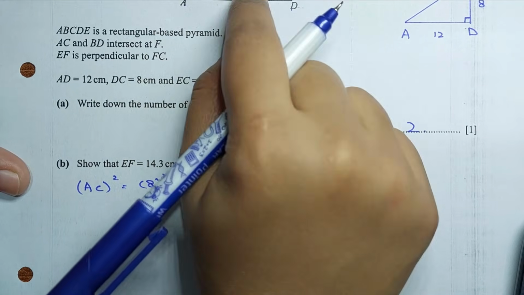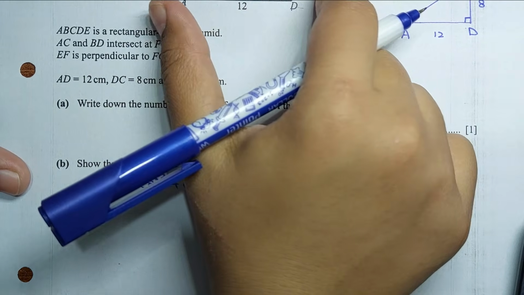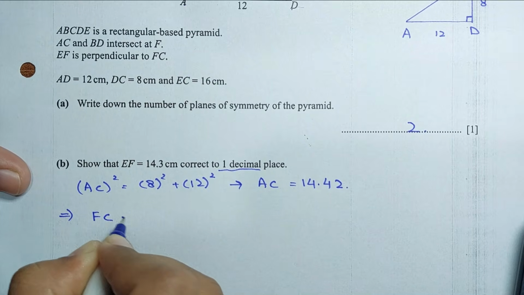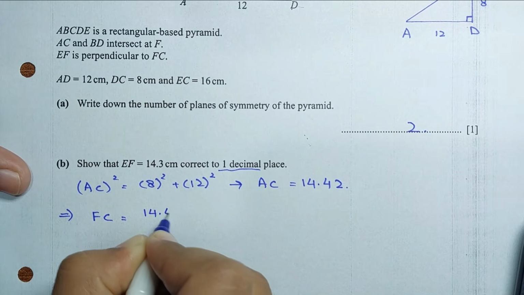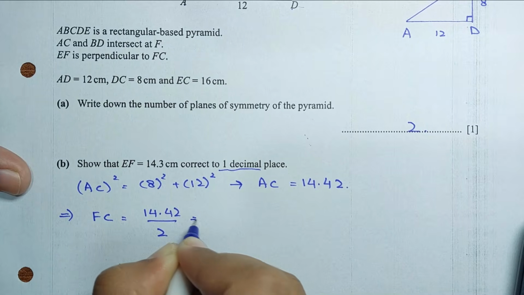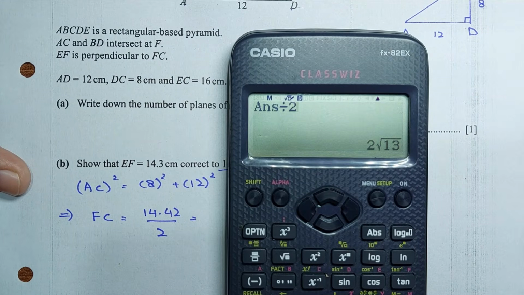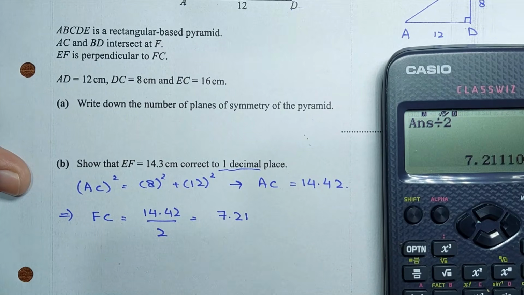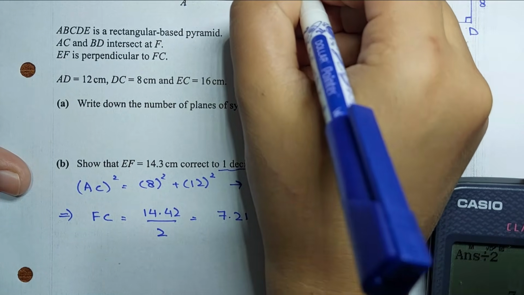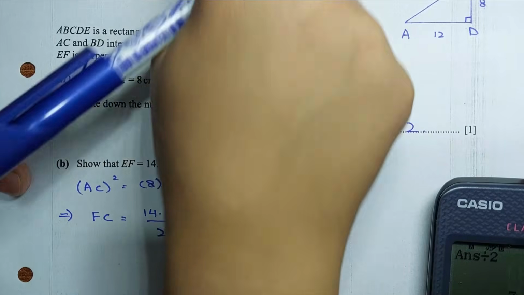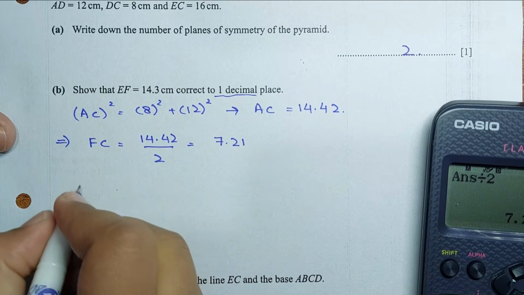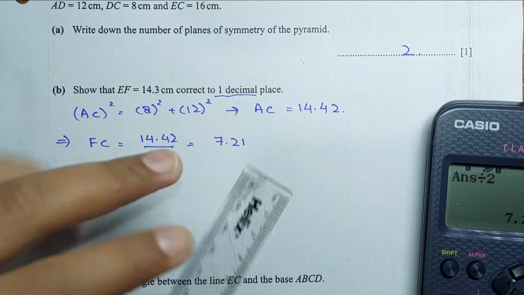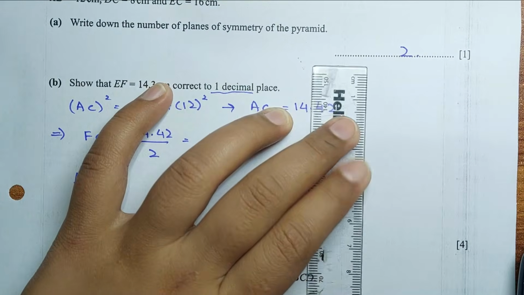Since AF and FC are half of AC, right? So this implies FC is 14.42 divided by 2. We got FC, which is 7.21. So we have this 7.21 and we have this. Let's find out the third one, right? So consider the triangle E, F, and C. It's a right angle triangle again. Let me draw that triangle over here.